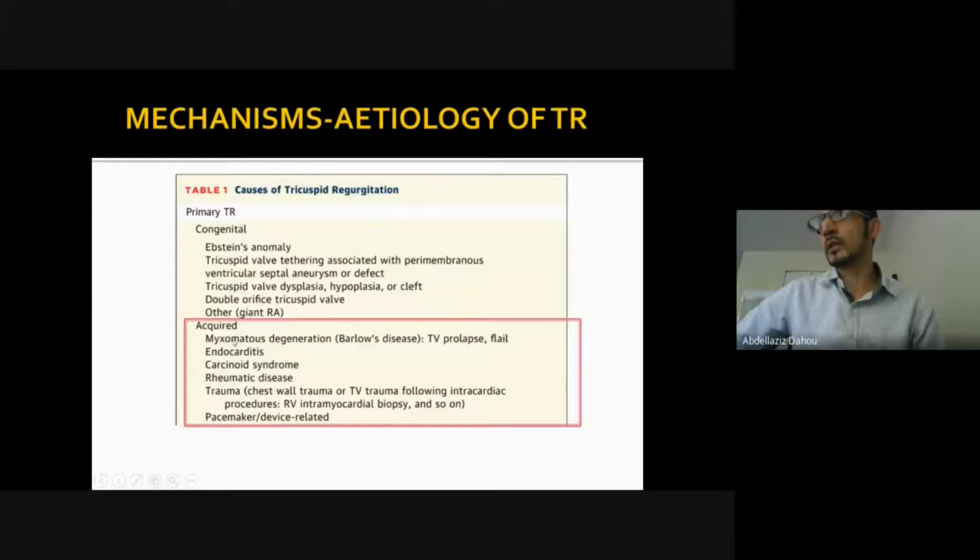One of the most common in primary TR is myxomatous degeneration or Barlow disease, with a prolapse and also flail, that means eversion of the leaflet. You have endocarditis in some categories of patients with IV drug intoxication or immune depressed patients. You have rheumatic disease, probably the case in some countries, but not all. And you have the pacemaker or device related, and this is becoming more frequent since we are implanting pacemakers with leads and defibrillators.